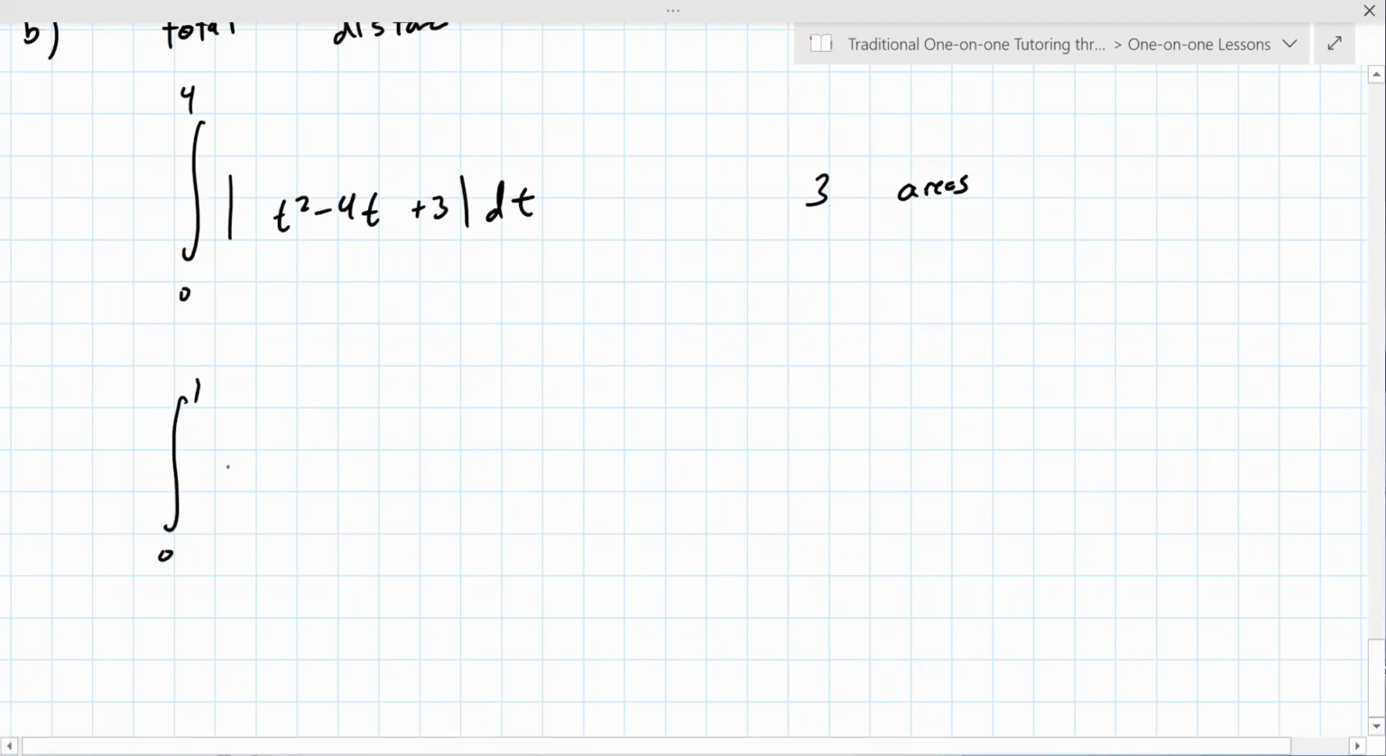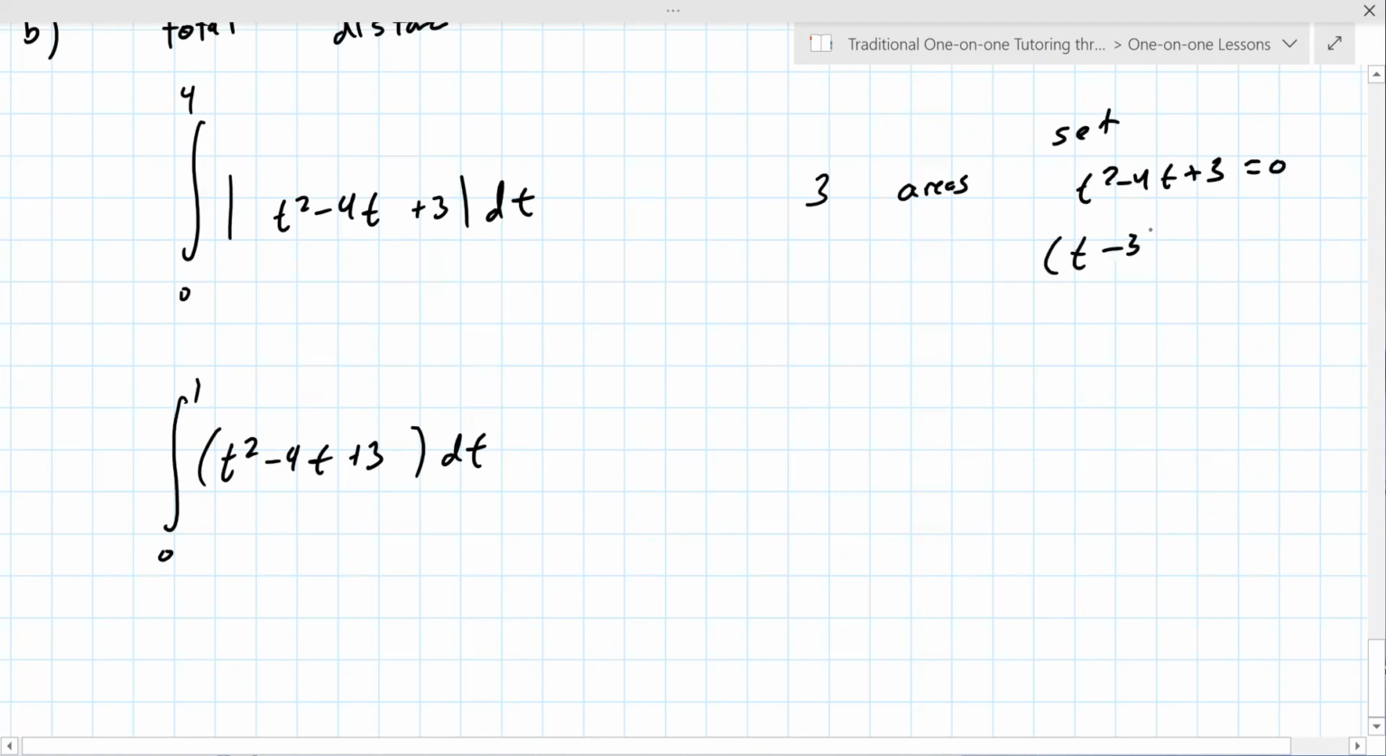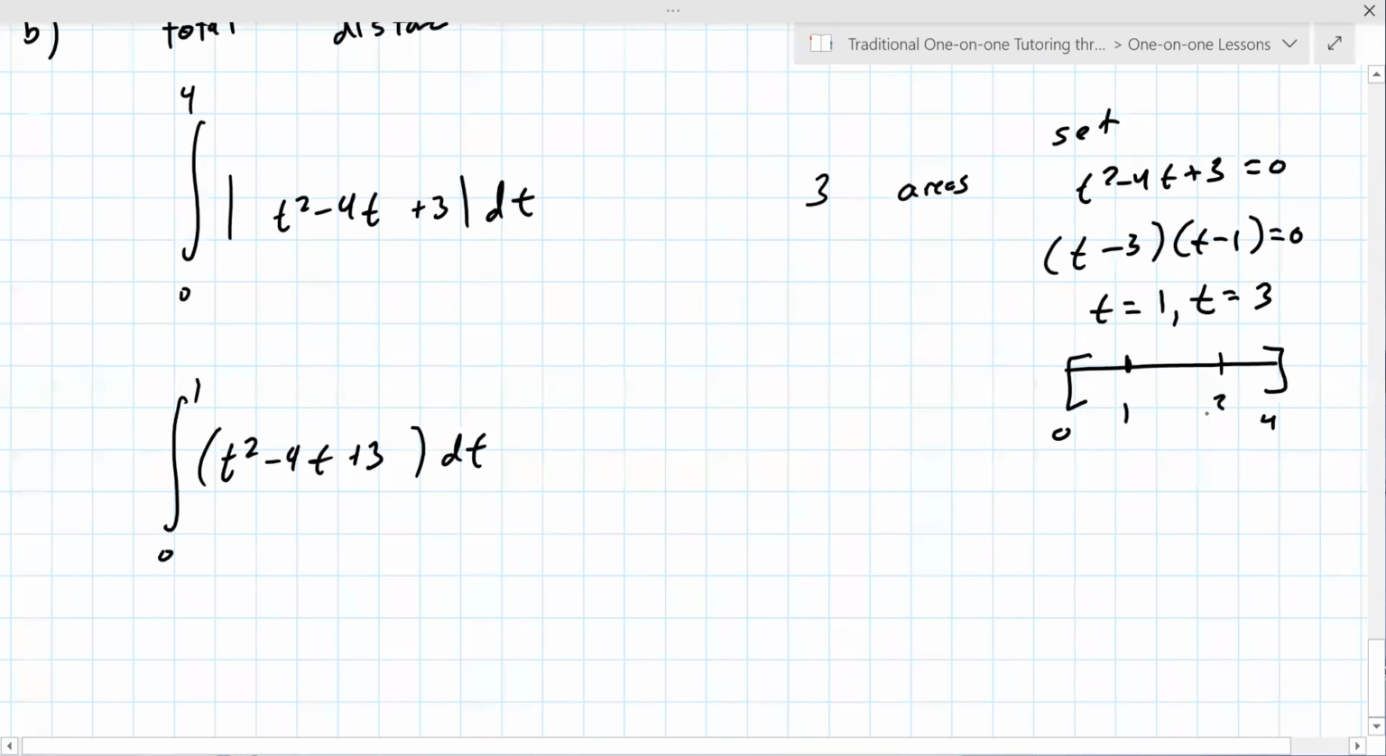How do you know the intervals? I got 0 to 1, but if you don't have a picture, you have to set it equal to 0. So you would set t squared minus 4t plus 3 equal to 0, and then you would factor in this case, and you would get t equals 1 and t equals 3 as your zeros. Since those are between 0 and 4, that's how you know to include them. If they were outside, you just wouldn't care.